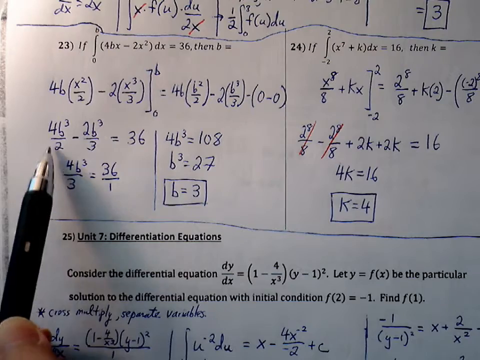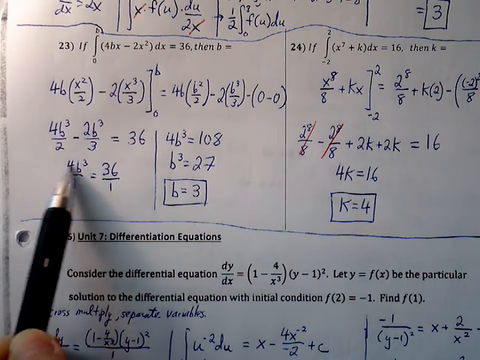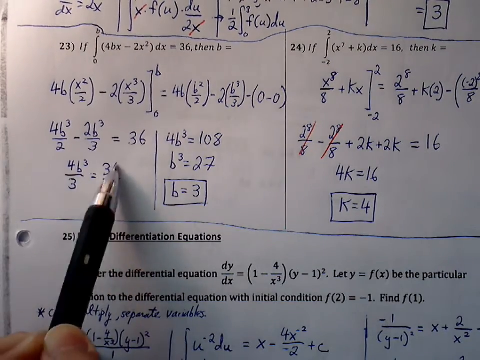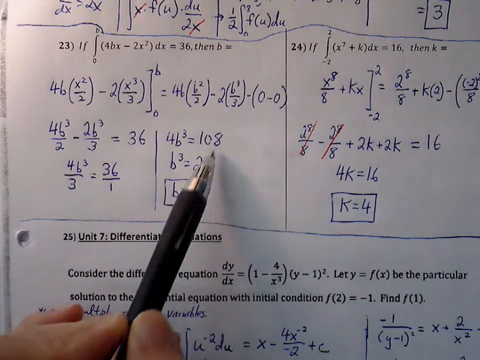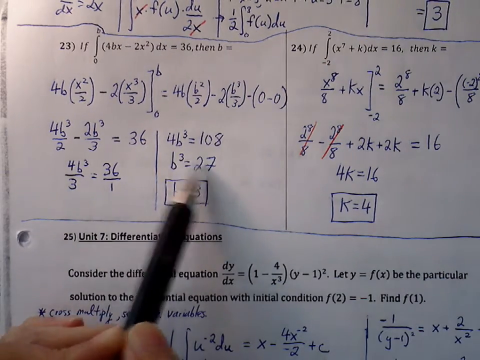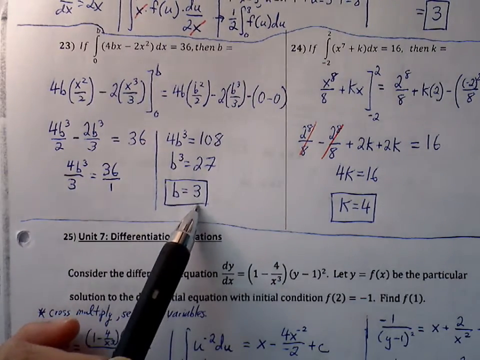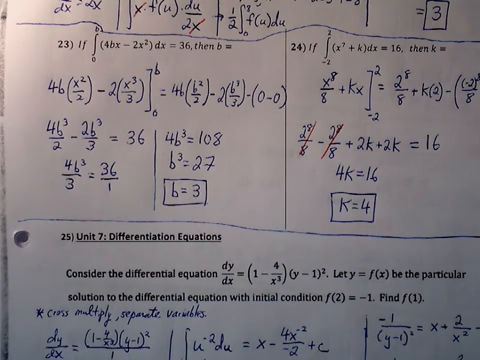I'll clean up our equations here. We get 4b cubed over 3 is equal to 36. Cross multiply. 4b cubed equals 108. Divide both sides by 4. Take the cube root. We get b equals 3.